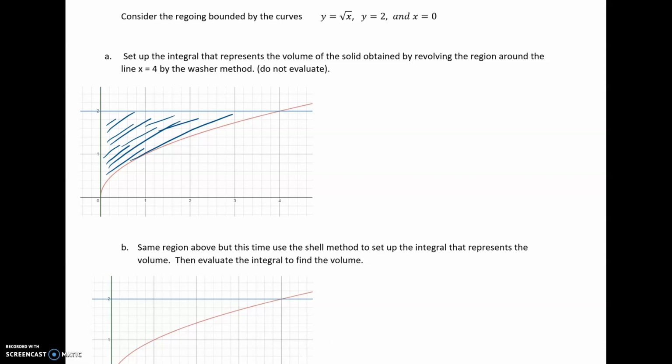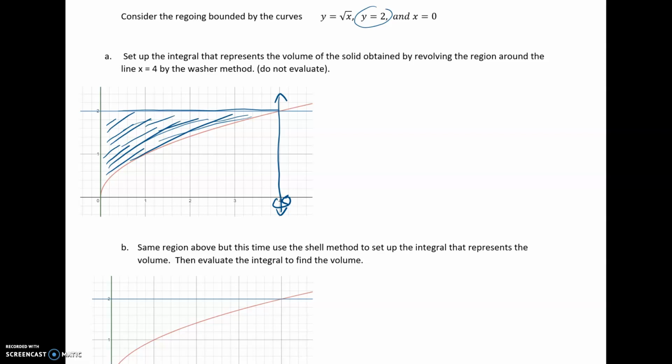We want to rotate around x equals 4 using the washer method. So there's your line x equals 4, and we want to rotate this way. You've got to be careful not to choose this other region, right? The key is the y equals 2. If that's part of the bound, then it has to be this upper region. Okay, good.